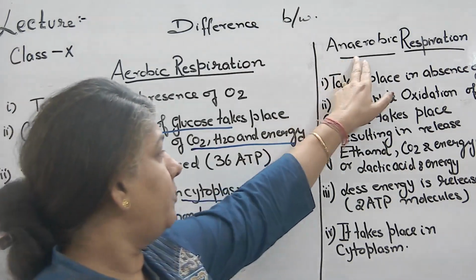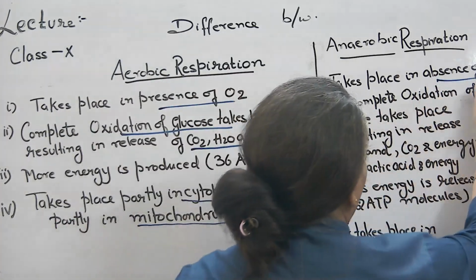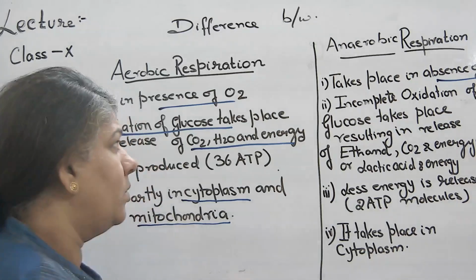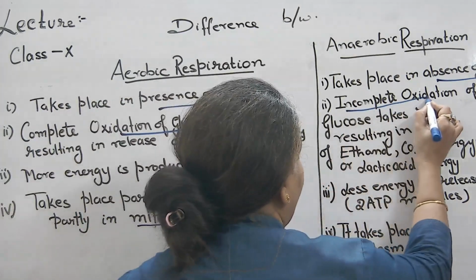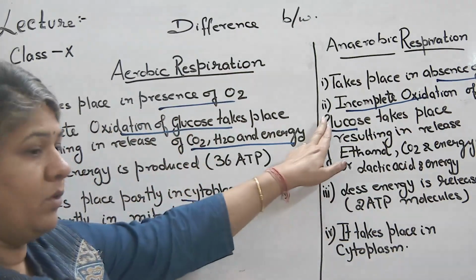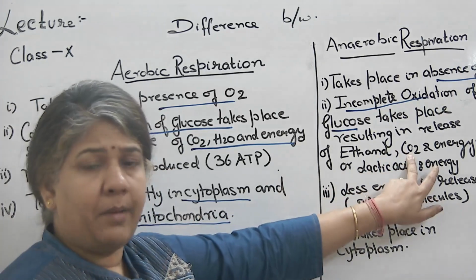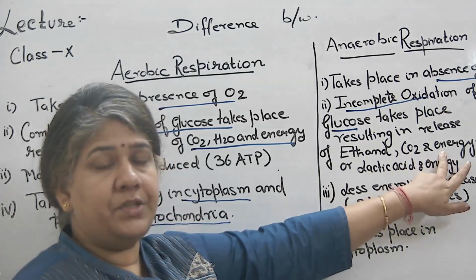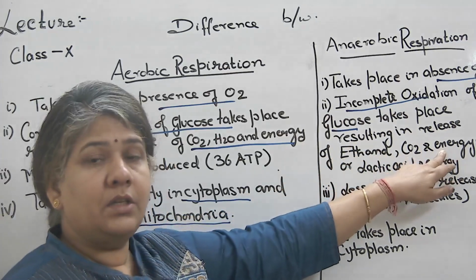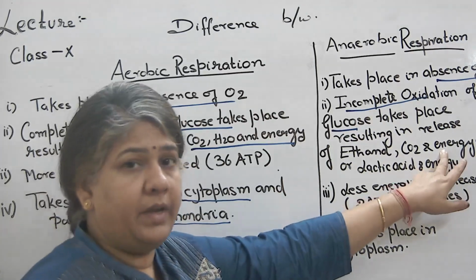See, anaerobic respiration takes place in the absence of oxygen, and here incomplete oxidation of glucose takes place. So this is very important, incomplete oxidation of glucose. Incomplete oxidation will result in the formation of ethanol, carbon dioxide, and energy is released, and when these are the products, we call it fermentation. It takes place in yeast.